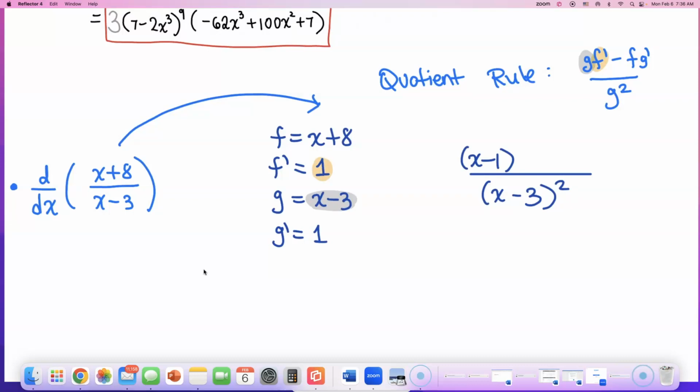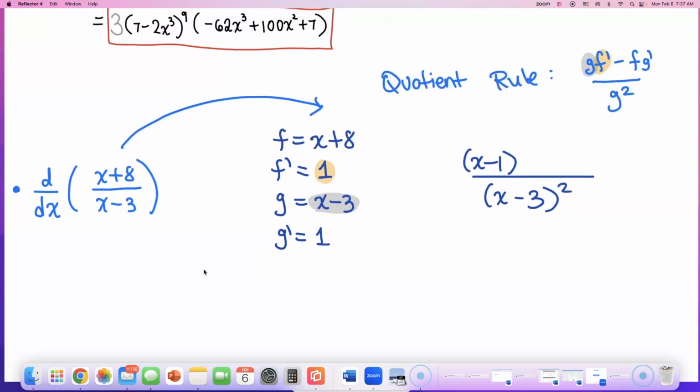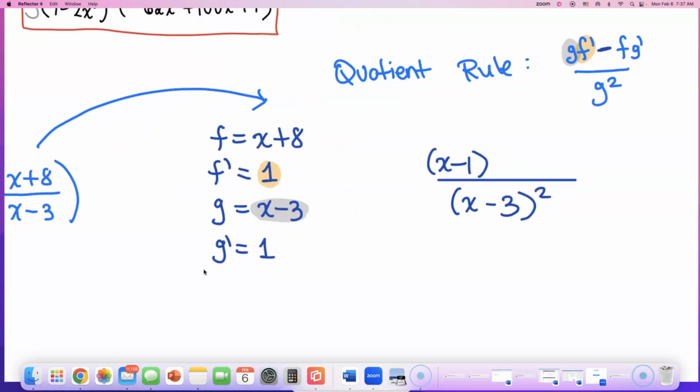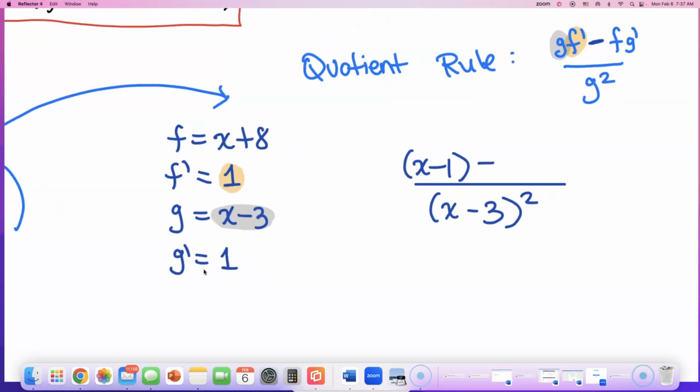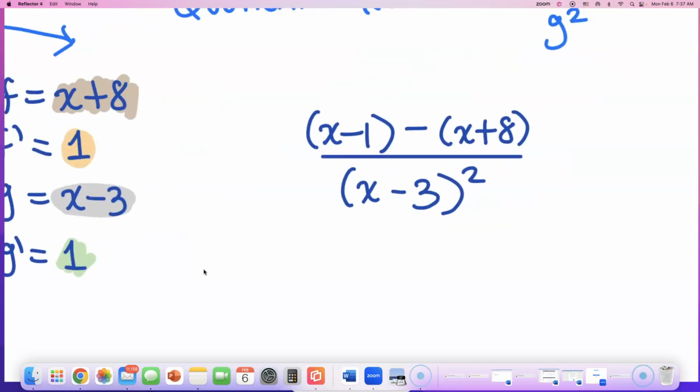So I'm not going to write 1 here because multiplying by 1 is still the same. So next part is the minus sign right there. So put that minus sign. And I'm going to subtract what from it? F. Where's f? X plus 8. So let me put x plus 8 here. And I'm multiplying this by what? I'm multiplying this by, I think, 1 again, right? G prime is 1. So I don't have to put that down. So let me simplify this now.